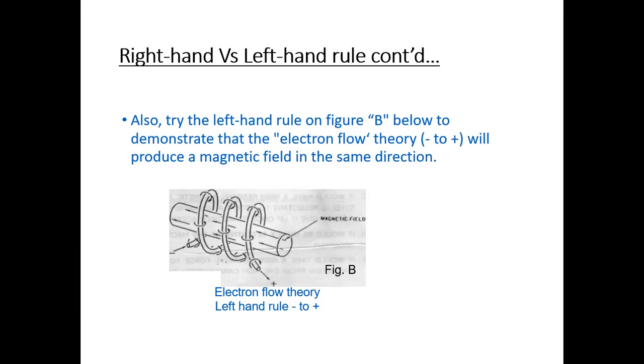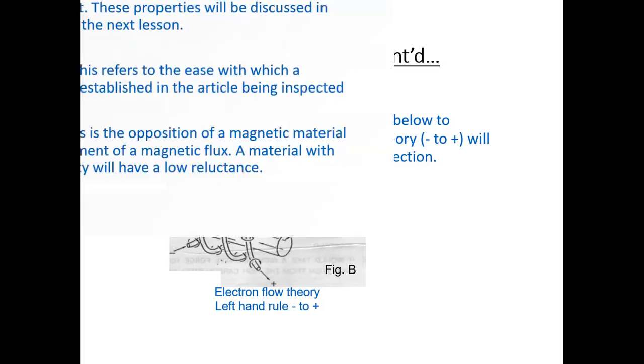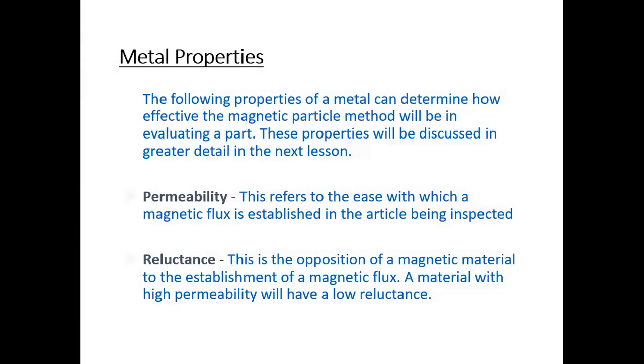But here the thing is that the direction of current or electron flow determines the field. Generally, it is perpendicular to current flow or perpendicular to electron flow. So the magnetic field is always perpendicular to electron flow or current flow. The metal properties we already discussed some previously. The following properties of metal determine how effective the magnetic particle method will be in evaluating a part.